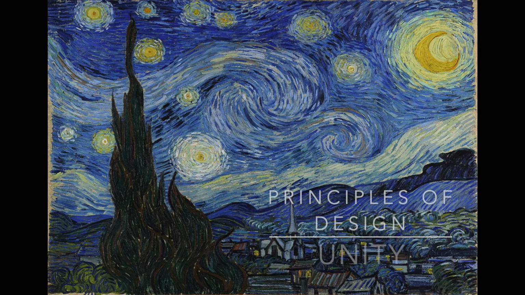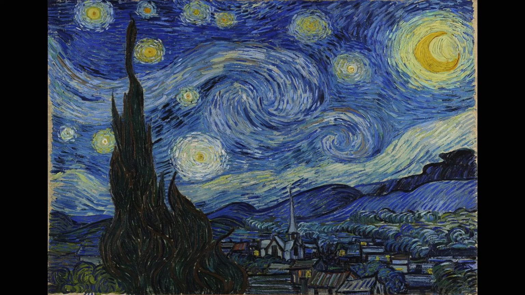Although a very busy painting, it has a unified look as the elements, for example, your stars, your moon, your mountains, your cypress tree, and your village, all connect together to bring in a balance and a harmony. The few colors and the tones that are used, they're all unified in the painting, as it feels like it fits together perfectly.